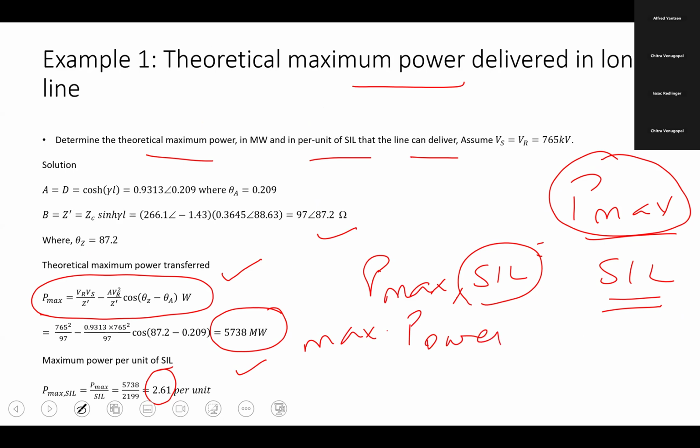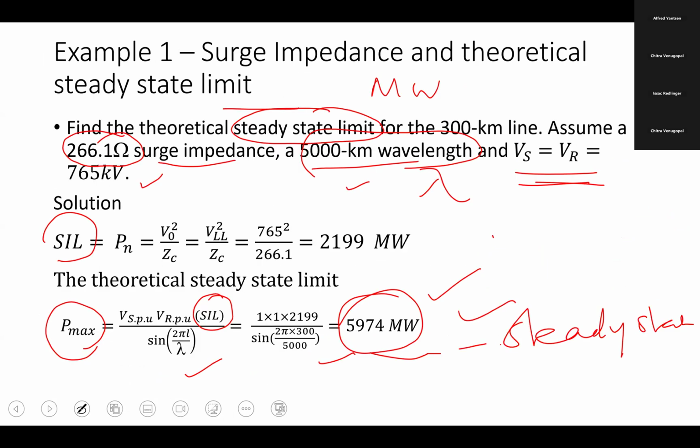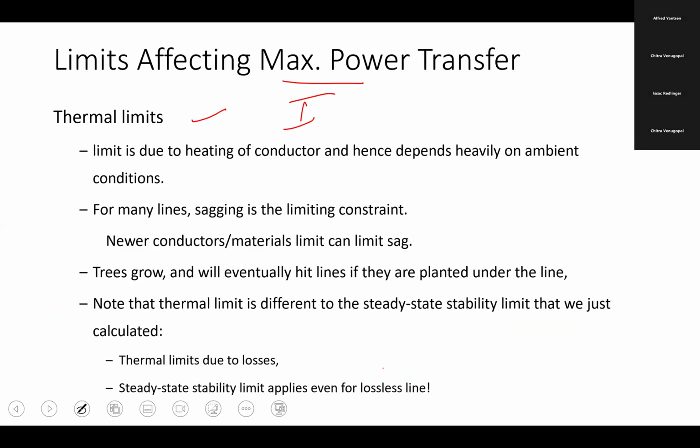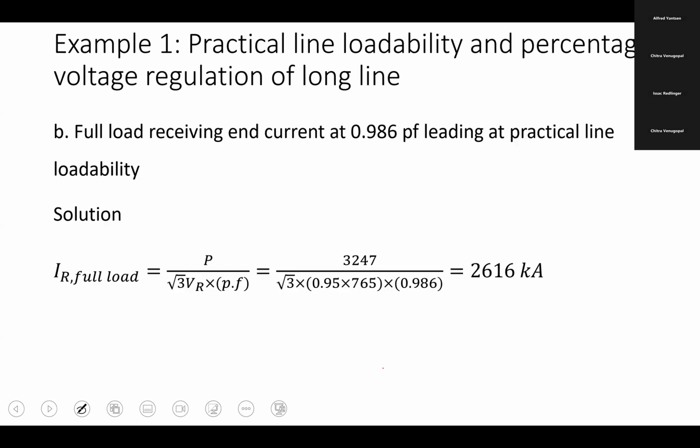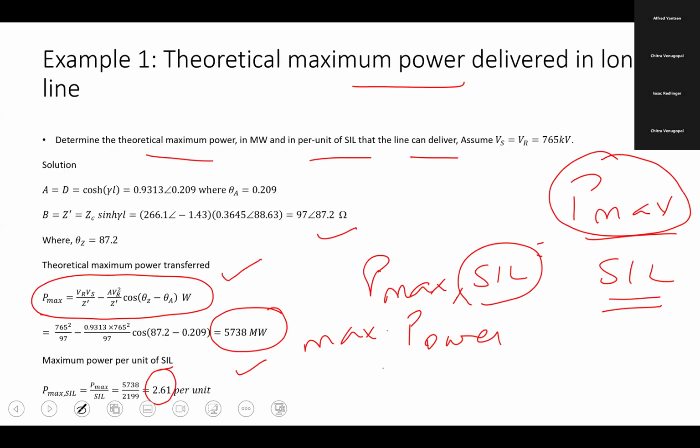It can oscillate. It can come to a stable state. So that's the maximum steady state power we are talking about here. Here it is talking about the maximum power that can be transferred. These are the two different powers. Am I making it clear? Any questions? All right. So this is the maximum power that can be transferred. Okay.